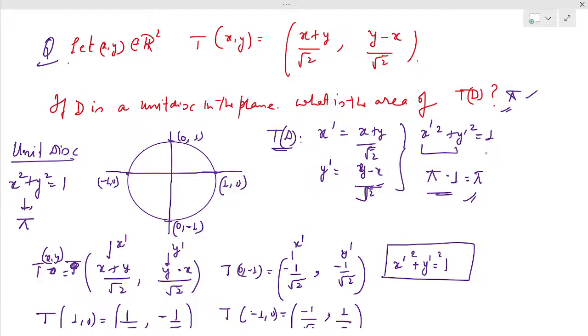Is that clear? Not clear? Okay, so I hope this is quite clear to you, and if this is not clear, please let me know in the comments.